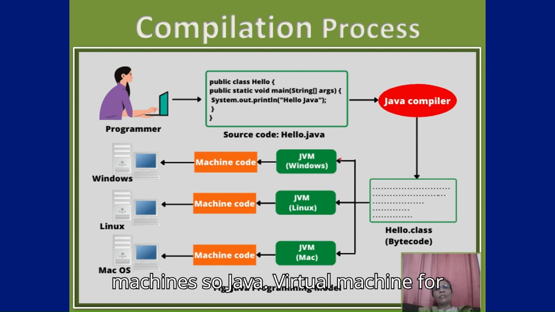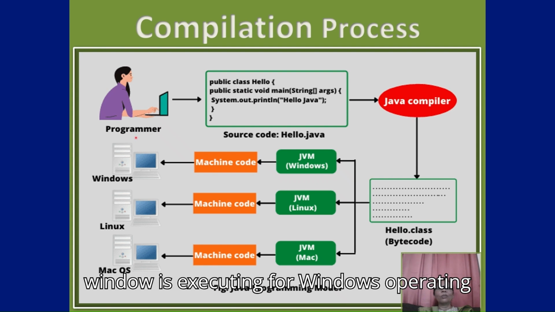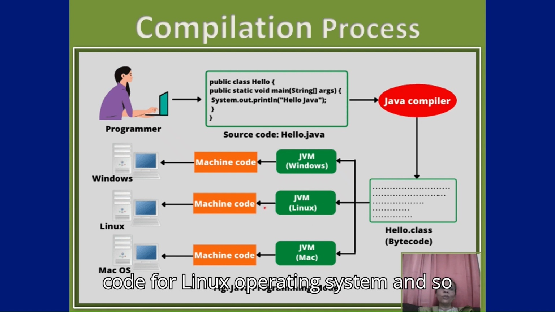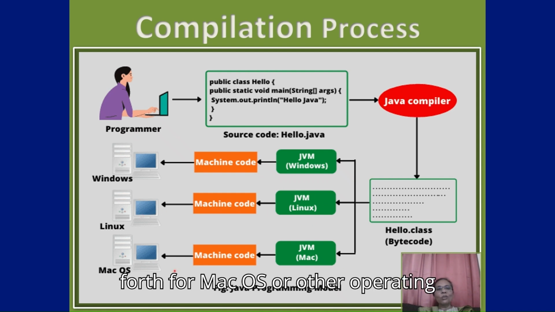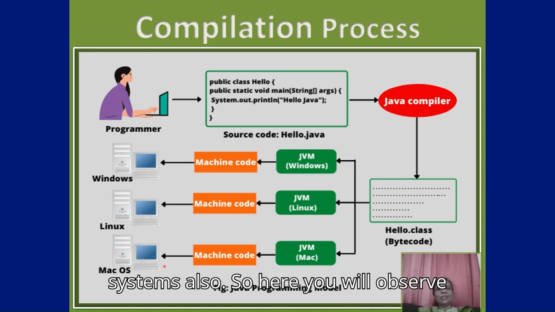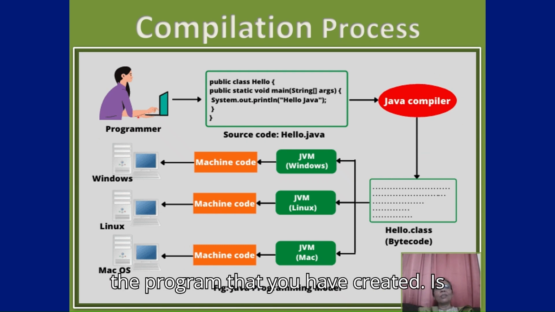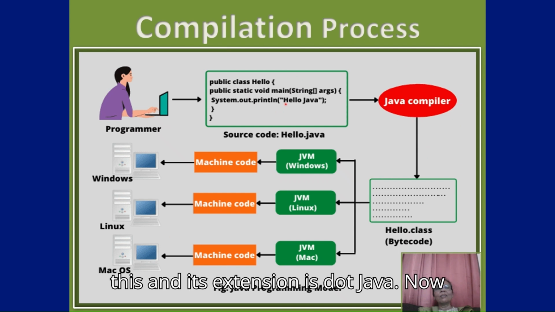The Java Virtual Machine for Windows is executing for the Windows operating system. The JVM for Linux is executing the code for the Linux operating system, and so forth for Mac OS or other operating systems also. So here you will observe that in this entire compilation process, the program that you have created is this, and its extension is .java.